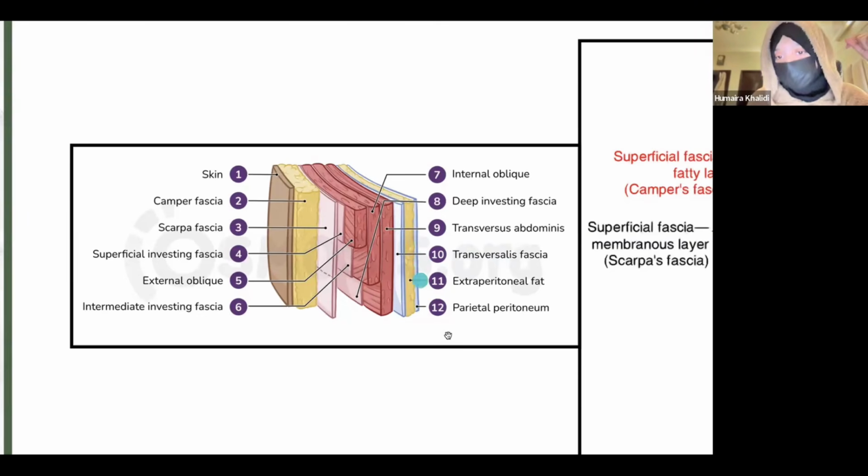And then you have the extraperitoneal fat, and then you have the peritoneum. Do not confuse the fat with both of these. You have two fatty layers. This is the actual fat and the extraperitoneal fat. This is the parietal peritoneum, and this is Camper's fascia, or the superficial fascia's fatty layer.